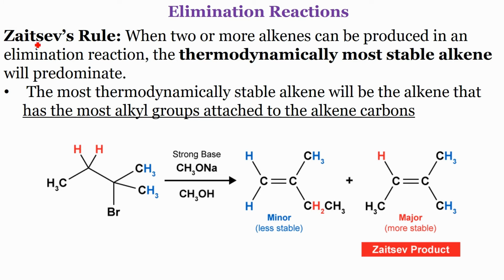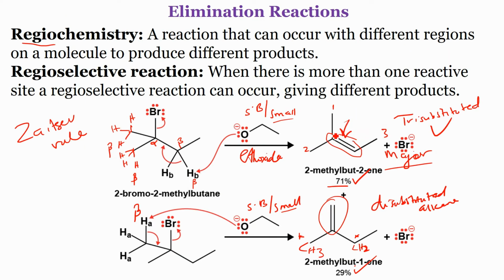So this is Zaitsev's rule, which states that when 2 or more alkenes can be produced in an elimination reaction, the thermodynamically more stable product will dominate. What is the thermodynamically more stable product? That's gonna be the alkene that has the most alkyl groups attached to it. For example, this one is tri-substituted, has 3 carbons attached to the double bond. This is di-substituted, has 2 carbons attached to the double bond. So this is taken to be the major. It's gonna be formed more after the reaction is done compared to this one, evidenced by the percentage yield that someone did in the lab.